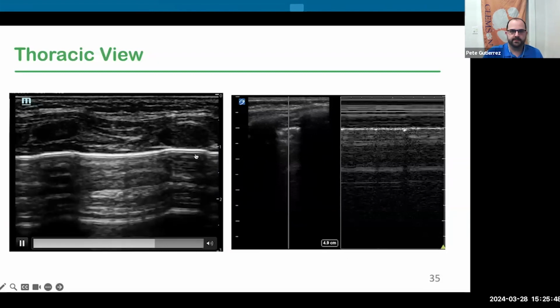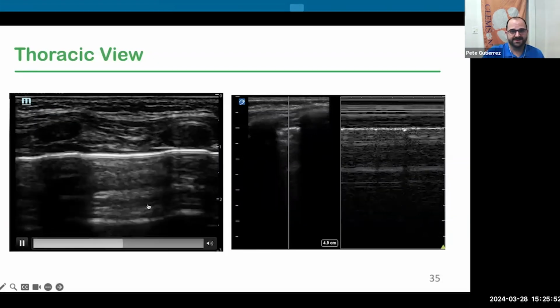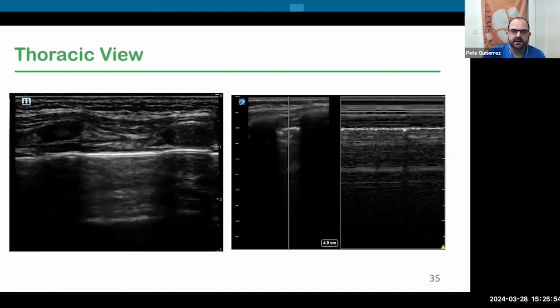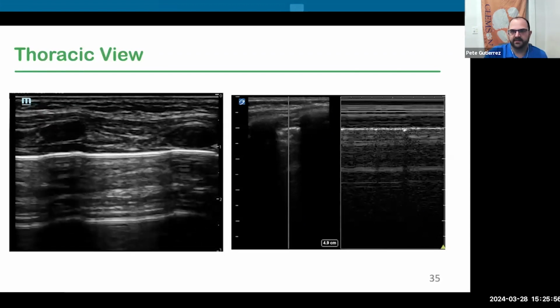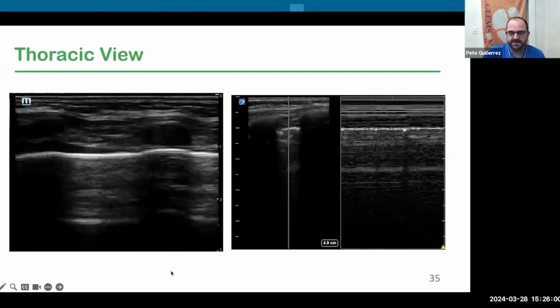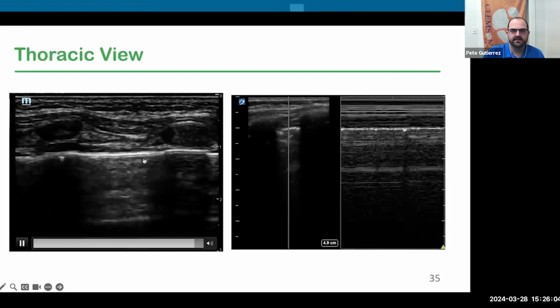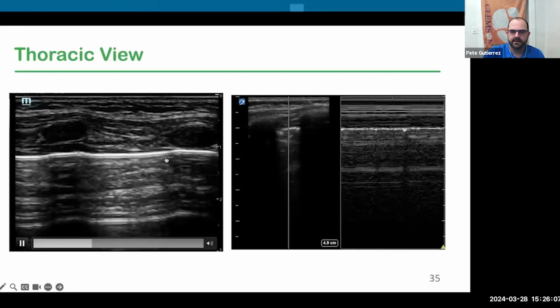So focusing on that pleural line, this is what we're looking for. So we're looking for lung sliding. So this is often described as ants marching on a log. And it took me a while to see it, but then I could eventually see it. But you should see some movement at that pleural line.